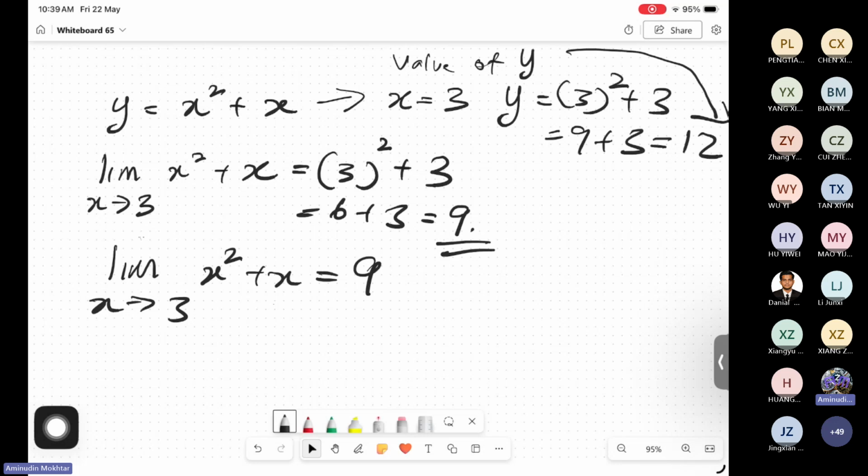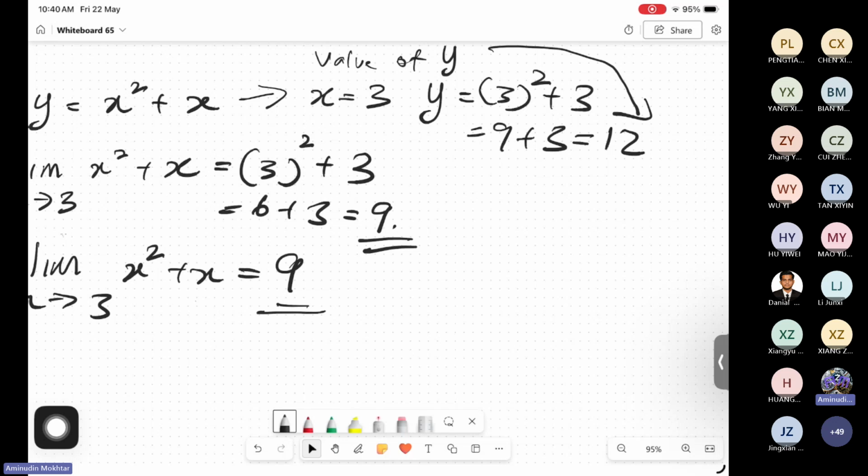this method, the rule of limit, allows us to find the limit by using the same method as when we want to find the value of y. From this example, when we substitute x equal 3 in the equation, we get the answer. The answer is 9. 9 is also the answer for the limit.